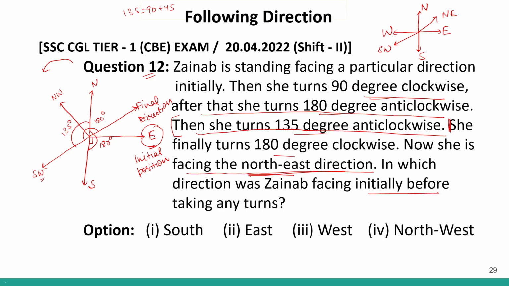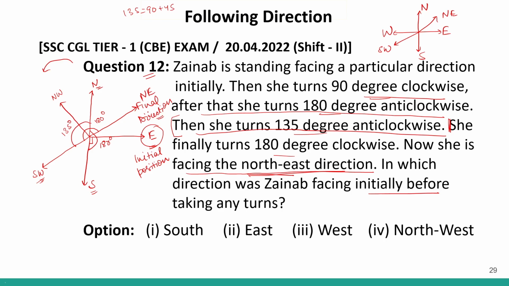90 degree clockwise turn from initial position will get me to south. From here, 180 degree anti-clockwise will give me to north. From here, 135 degrees anti-clockwise will get me to southwest. And from southwest, if I move 180 degrees, it will get me to the final direction, which is northeast.